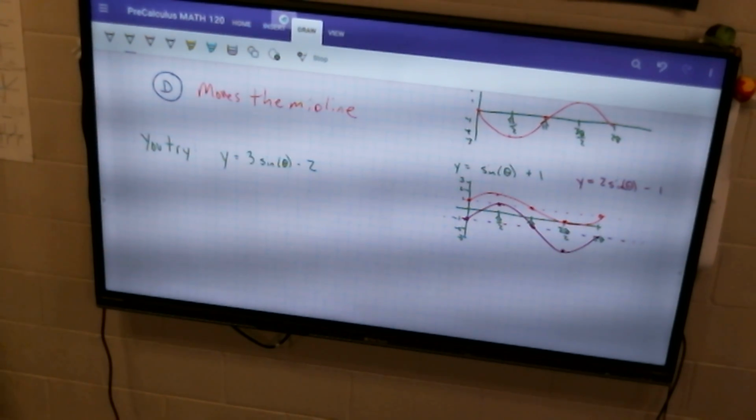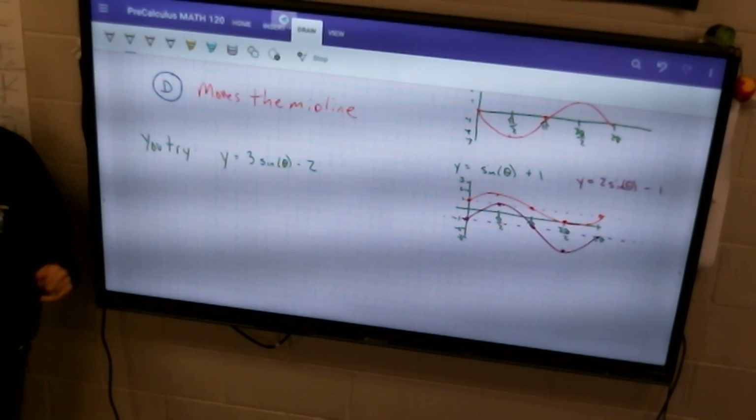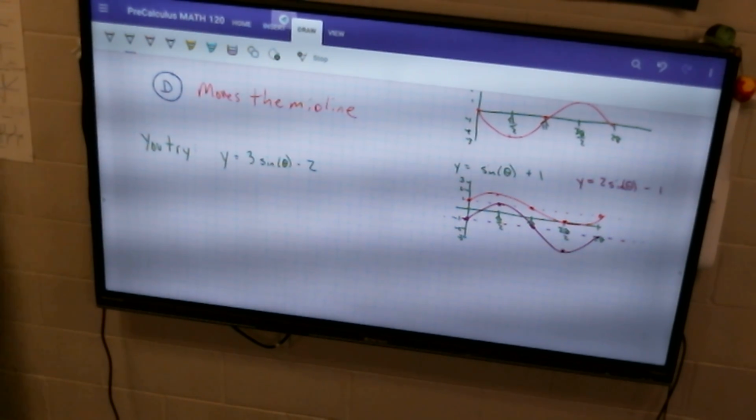I hate you. Start with the graph, start with the midline. You know it's going to be 0, there's no negative in front. If I hated you, I could have put a negative in front. 0, max, 0, min, 0.